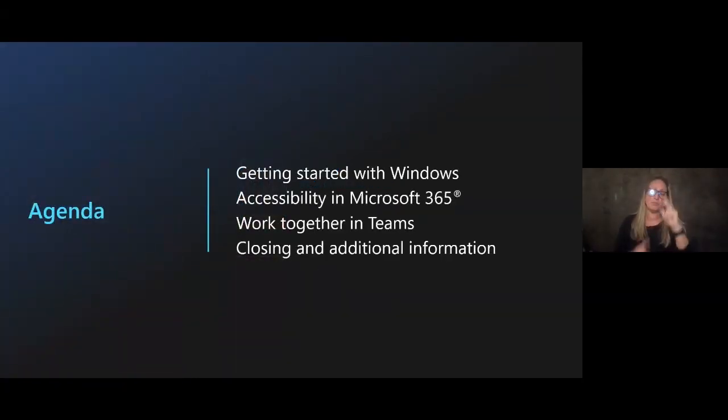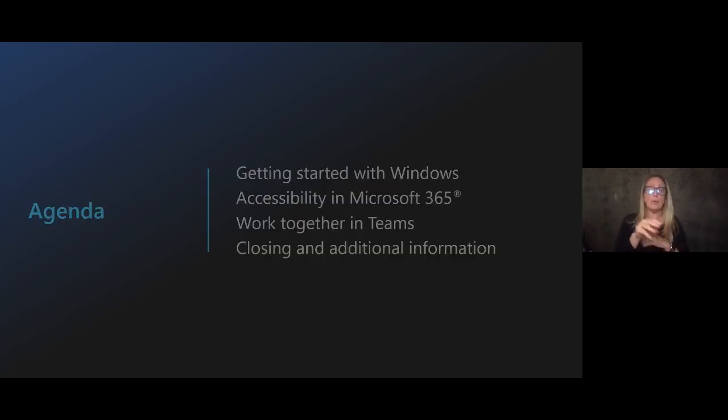So with that, let's go over what I'm covering today. We'll start first with getting started with Windows. We'll go over accessibility features that you can find in the Windows 10 operating system. Then we'll go over accessibility in Microsoft 365. I'll show you features you can find inside of Word, PowerPoint, and Excel. Then I'll show you how you can find accessibility features inside of Teams, the application. At the end, we'll have some closing information and resources you can check out after the event. So with that, I'm going to have a brief slideshow talking about accessibility and Microsoft.